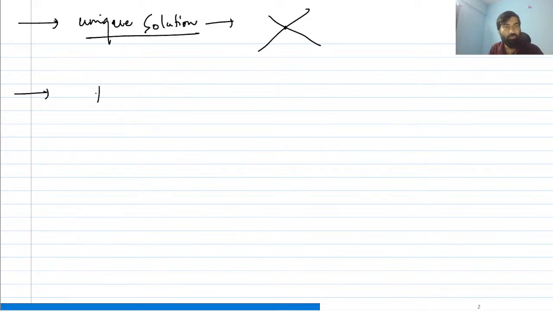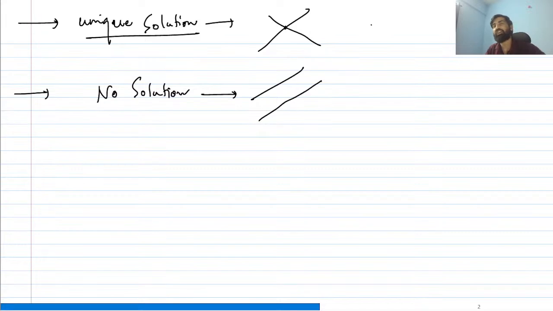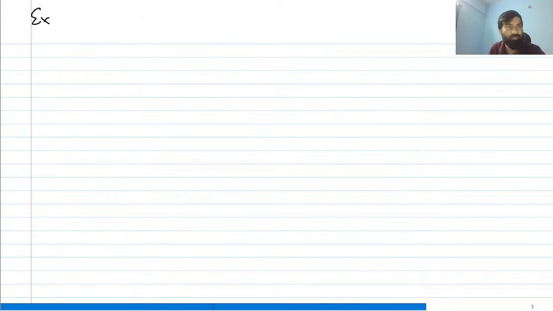In case of no solution, two parallel lines are there, they are not intersecting anywhere, right? So this makes sense, I believe. And you can also talk in terms of vector interpretation. Now we will take one example where we will discuss the infinitely many solution concept, right? So you see here, this is one very good example.